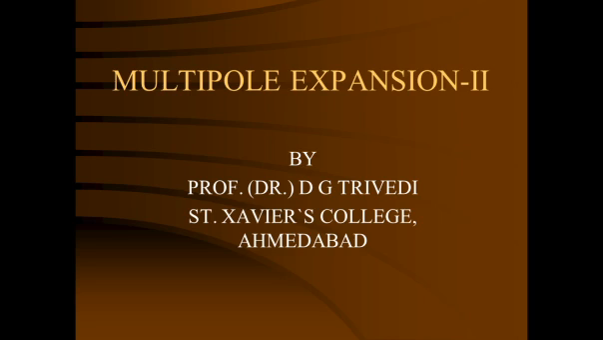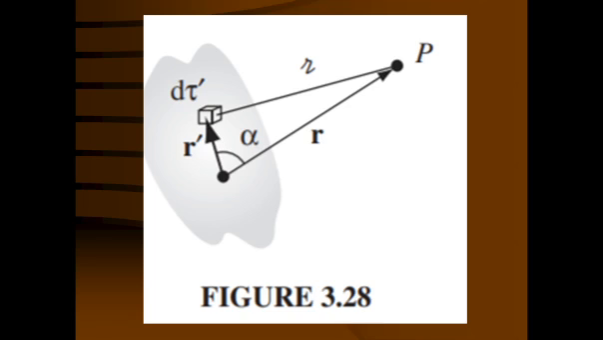In the first lecture, we studied that if there is a localized charge distribution, that means in some volume there is a charge which is distributed non-uniformly and continuously, then at a distant point, because of the charge distribution, we want to find out the potential.